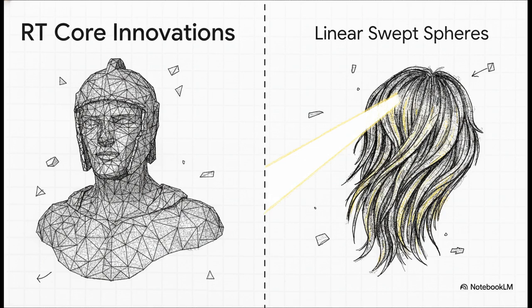Calculating how light hits thin, curved strands of hair or fur is traditionally an absolute nightmare for computers, notoriously difficult. So Blackwell introduces linear swept spheres. Basically, the RT Core now has a dedicated hardware-accelerated path designed specifically and exclusively for rendering realistic hair and fur. How wild is that?